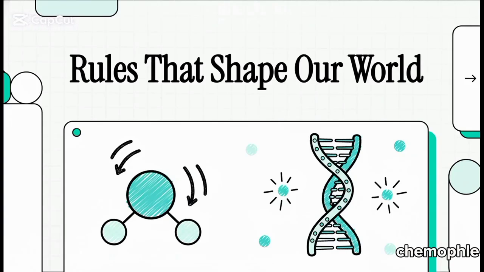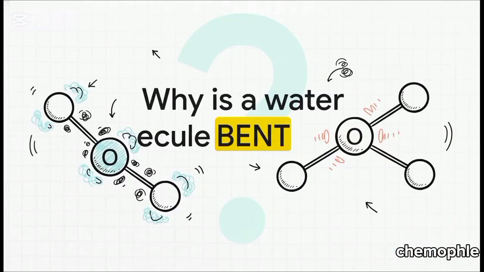Have you ever stopped to wonder why a water molecule is bent, or how DNA gets that famous double helix shape? Well, it's definitely not random. Today, we're going to uncover the simple, elegant rules that give every single molecule its unique 3D structure. So let's dive right into the central mystery here.